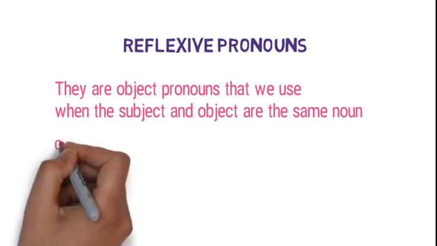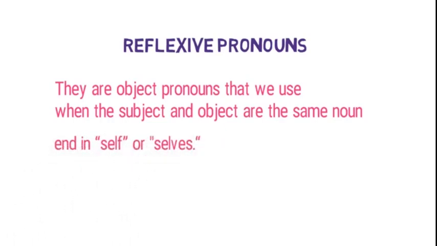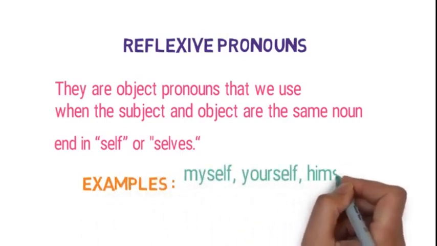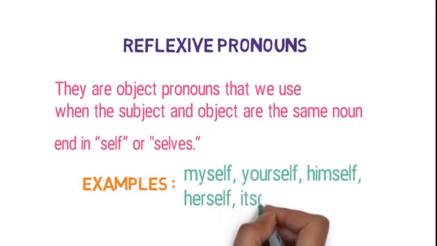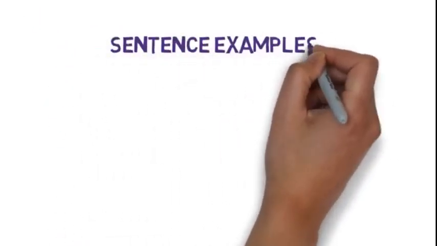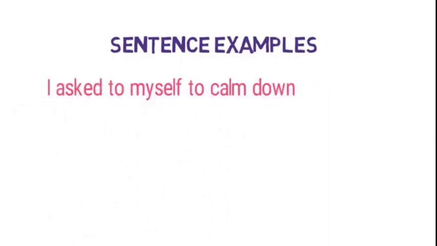So they are the ones that end with self or selves. Examples of them are myself, yourself, himself, herself, itself. Let's look into the sentence examples of some of them. I asked myself to calm down. Here, both subject and object are I. So, myself is a reflexive pronoun.